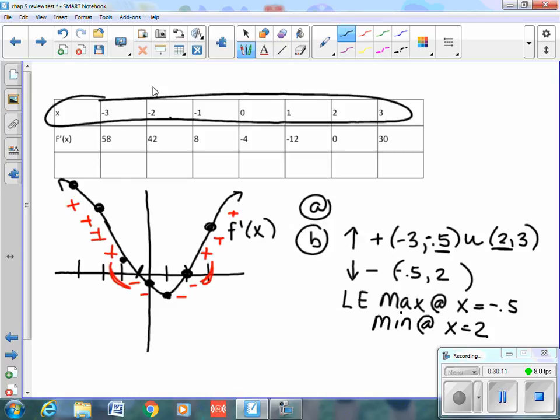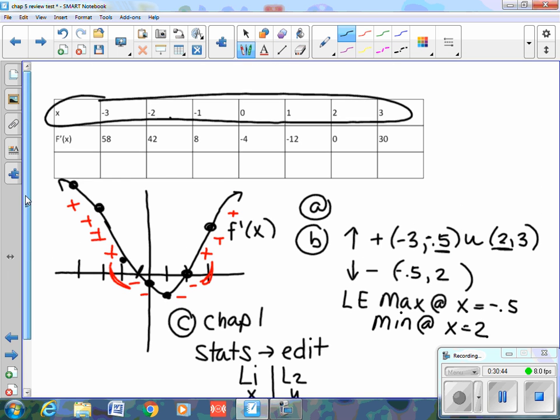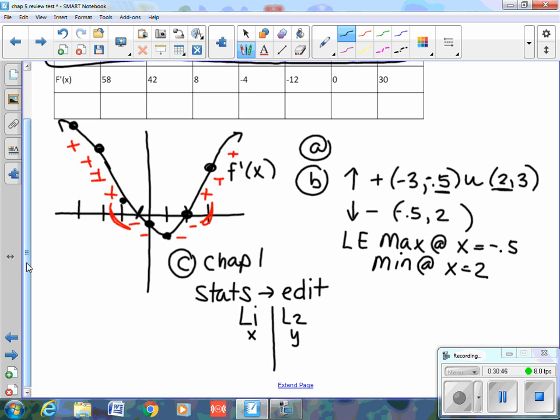Okay, now comes the next part. They want a quadratic regression equation. We haven't done this in a long time, since chapter 1. So what you're going to do is go under stats. Hit your button stats, and under edit, under list 1 and list 2, you're going to put the x values, and you're going to put the y values down. Those are the values on the chart, and you're going to put those down.